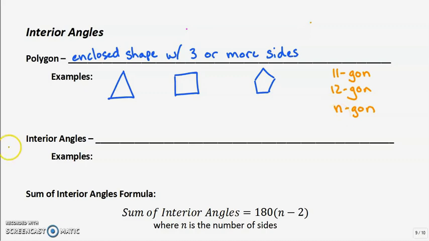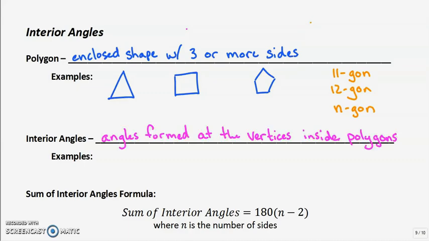Another thing that we need to know is what an interior angle is. Interior angles are angles formed at the vertices inside a polygon. If we take the shapes that we had above, the triangle, the square, and the pentagon, and look at the angles inside them, the triangle has 1, 2, 3 angles inside of it. It also has 3 sides. A square has 1, 2, 3, 4 interior angles and 4 sides. And the pentagon has 1, 2, 3, 4, 5 angles inside of it and 5 sides. So the number of interior angles is always going to match the number of sides.